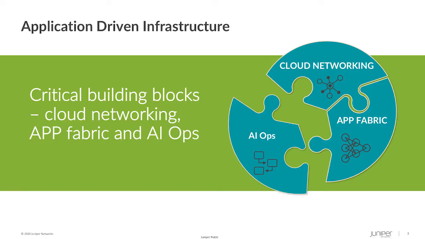Now, there are multiple inflection points happening, and it will be easier if I group them into building blocks. So specifically, I want to group them into 3 building blocks. The first one is cloud networking. The second one is AppFabric, and the third one is AI ops. So let me group this, and then we'll get into details on each one of them.